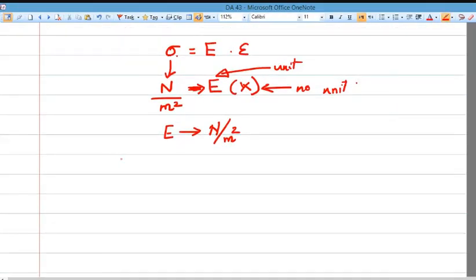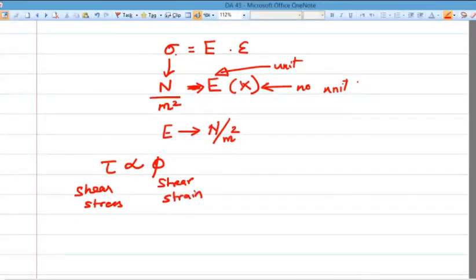Similarly, when a body is subjected to shear force, shear stress will be acting. That shear stress will be proportional to shear strain. To remove the proportionality constant, I am inserting a term called G. This G is the modulus of rigidity.